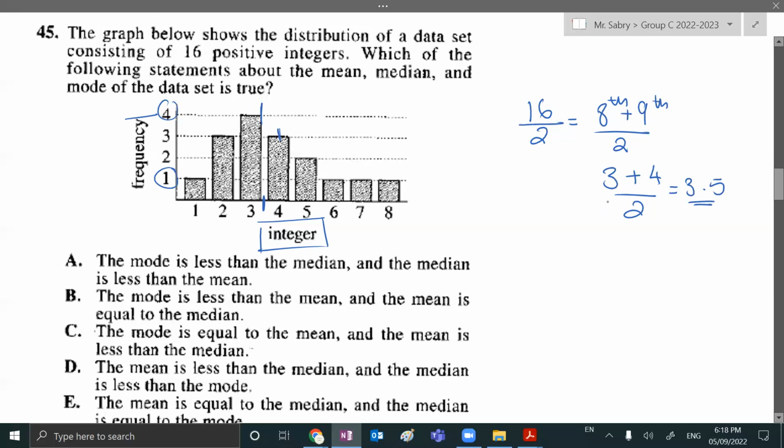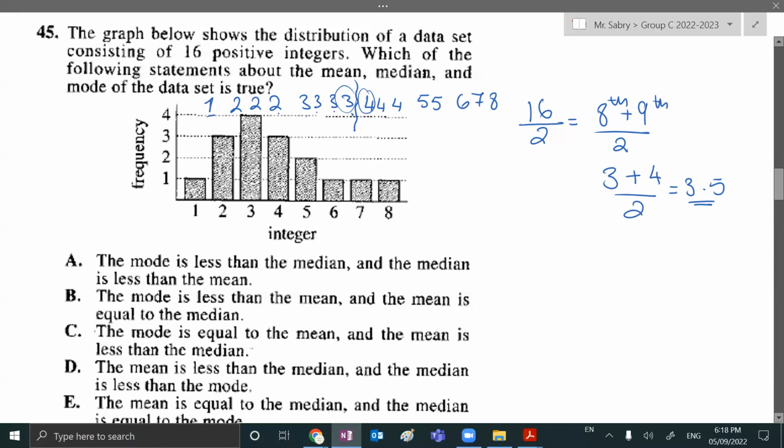I'm just trying to figure it out. Okay, let me write this down in another way. The 1 is repeated once. The 2 is repeated 3 times. The 3 is repeated 4 times, and then the 4 three times, 5 twice, and then 6, 7, and 8. Right? So when you think about it, if 1 is repeated once, then this is the first term. 2 is repeated 3 times, so the second, third, and fourth terms are 2. The fourth is 3, and the 6th, 7th, and 8th are 3, so the 9th is 4, so the median is somewhere here.